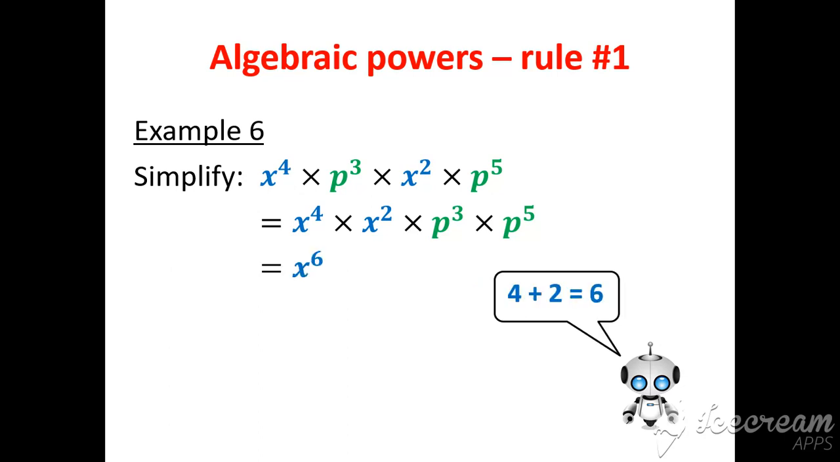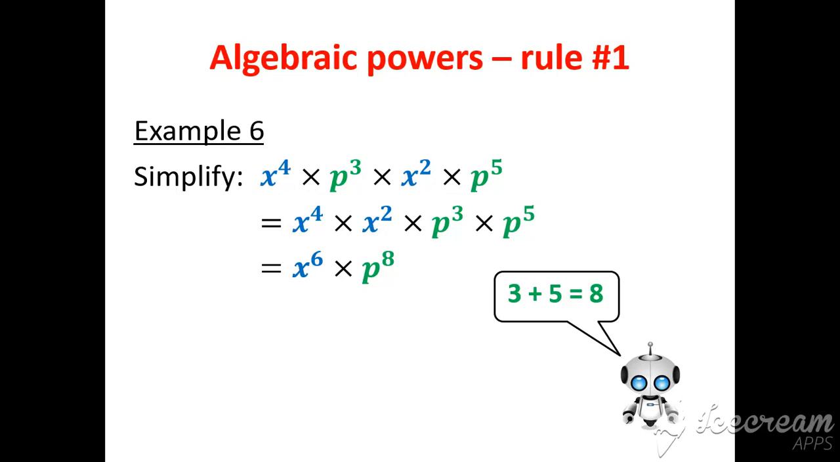So now I can focus on x to the power of 4 times x squared, which is x to the power of 6, because 4 plus 2 is 6. And then I can focus on my p to the power of 3 times p to the power of 5. 3 plus 5 is 8, so p to the power of 8. And I'm left with x to the power of 6 times p to the power of 8.